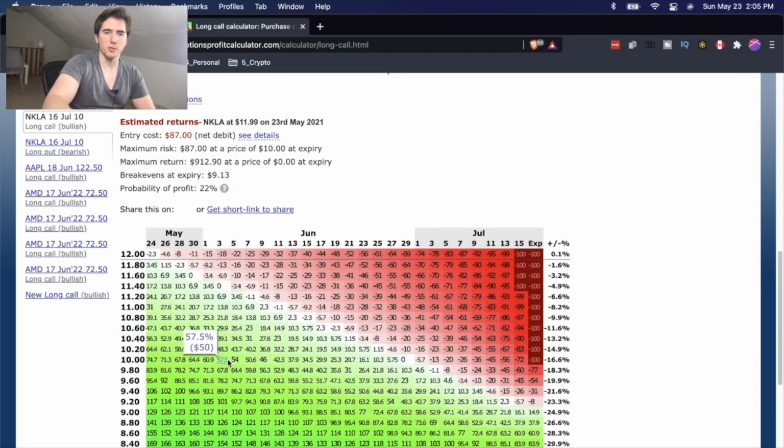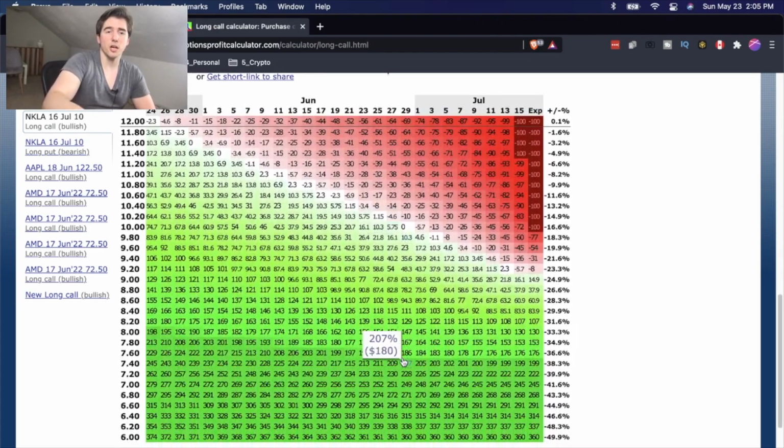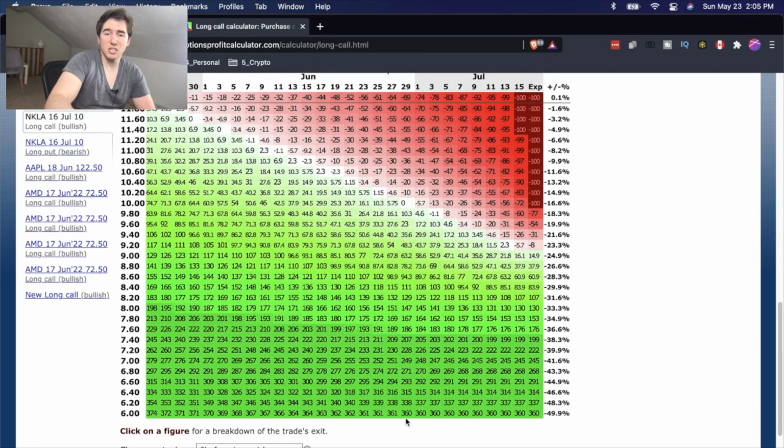But you'll see as time goes on, we'll lose that extrinsic time value. But if somehow Nikola stock were to drop to, say, $6, which, I mean, that's pretty unlikely, that's a drop of 50%, we'd be taking 360% profit or $313 off an $87 investment. Again, very unlikely, but anything is possible with Nikola.